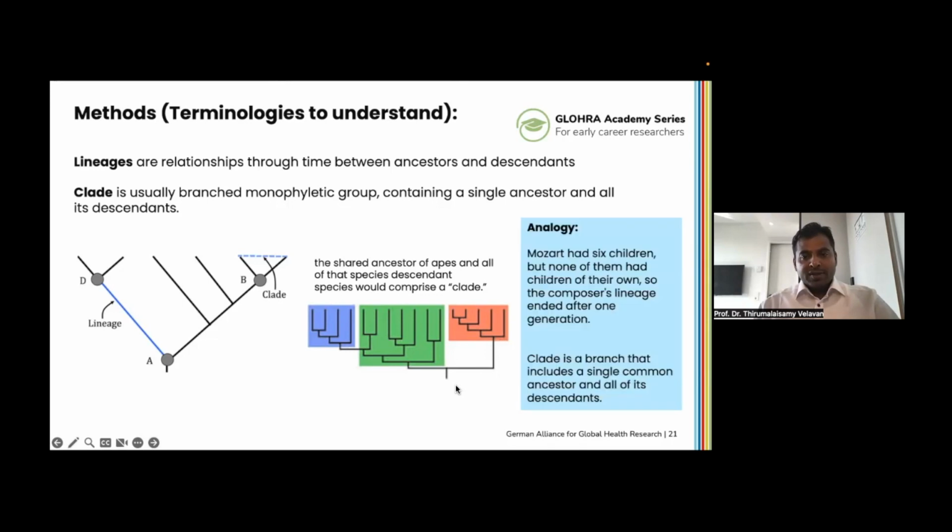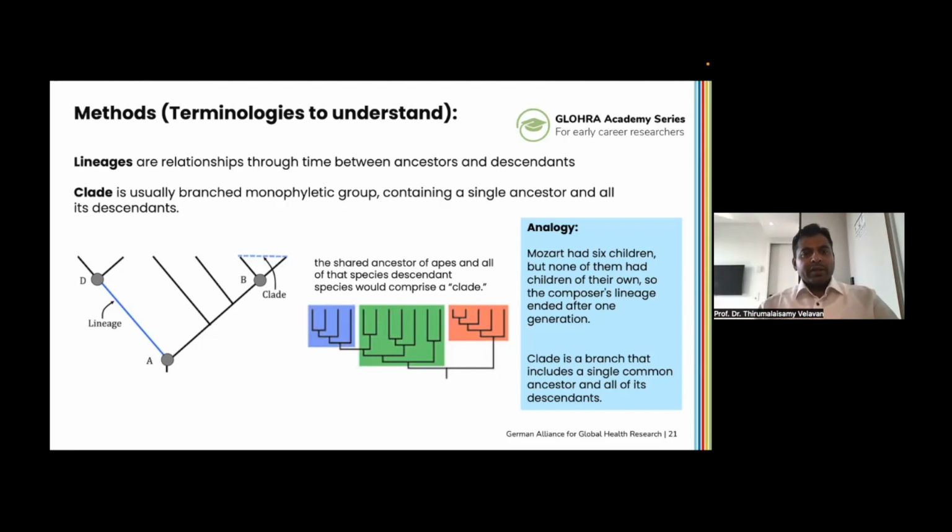To keep it simpler, I can give you another analogy. Let's say Mozart. Mozart had 6 children, none of whom had children of their own, which means the composer's lineage ended after one generation. So there is only one clade and one lineage with the children, and it ended. A clade is a branch which includes a single common ancestor and all the descendants from that clade.